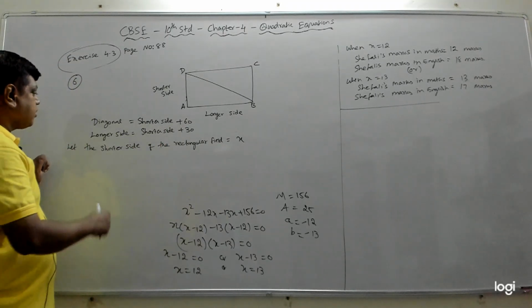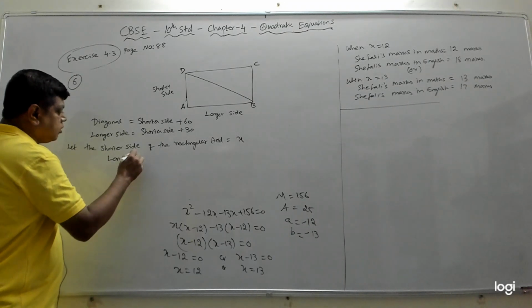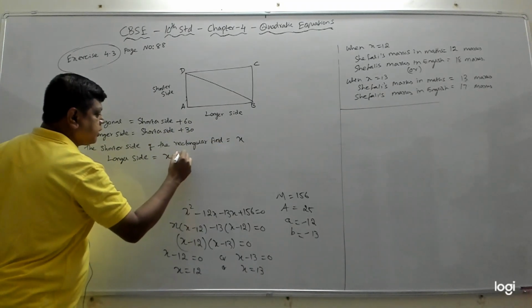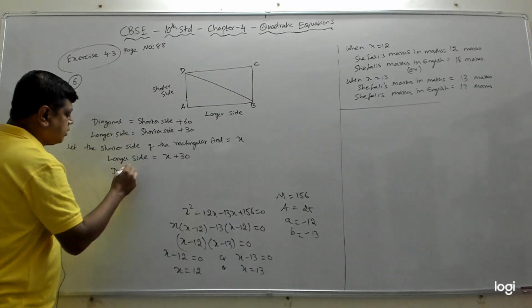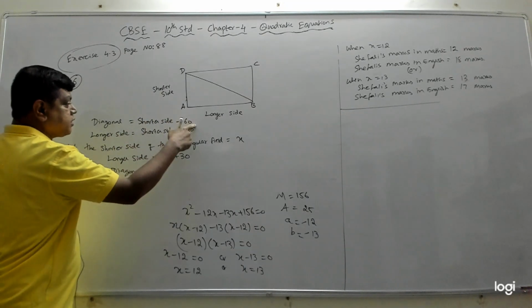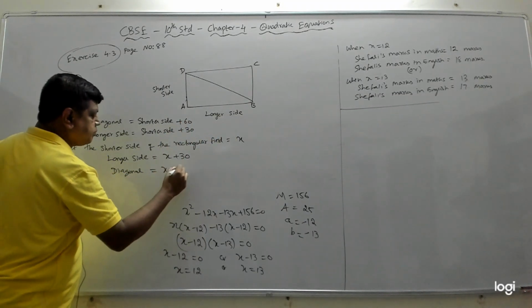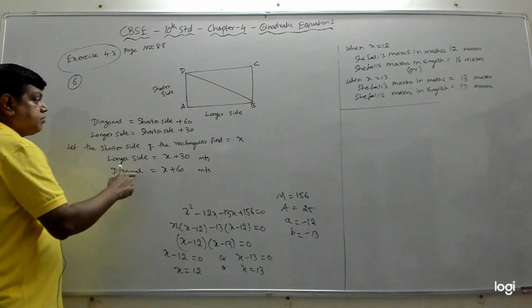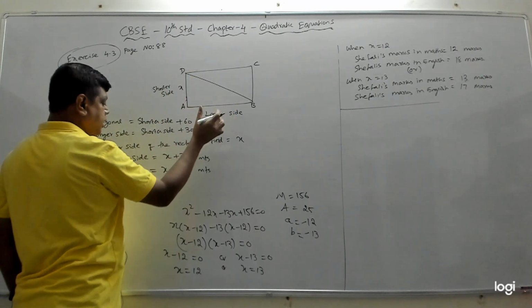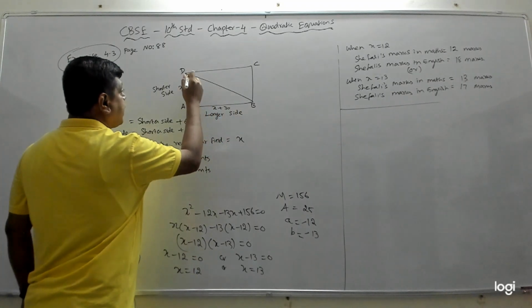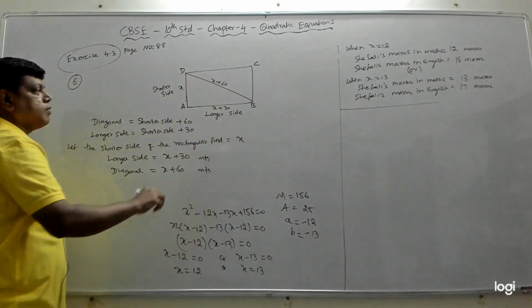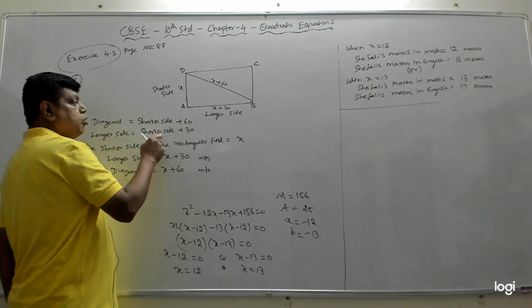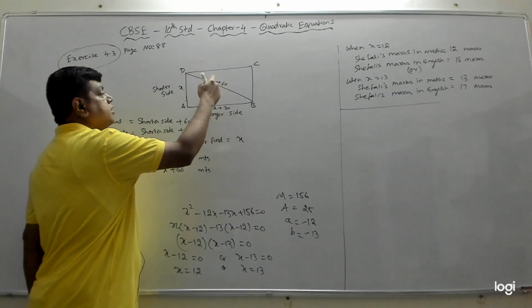If the shorter side is x, then what is the longer side? Longer side equals shorter side plus 30, which means x plus 30. Now what is the diagonal? The diagonal will be shorter side plus 60, which is x plus 60. All are in meters. So if I take the shorter side as x, then my longer side becomes x plus 30 and my diagonal is x plus 60. That is what is given in the question. The longer side is 30 more than the shorter side, and the diagonal is 60 more than the shorter side, which means x plus 60.